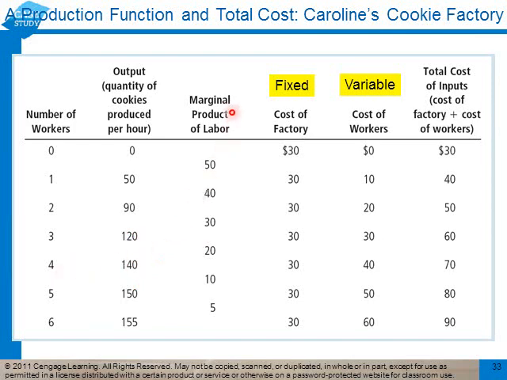So this is what is called marginal product of labor. Each new additional worker is producing less than the workers before because they start bothering each other. What happens with the cost?